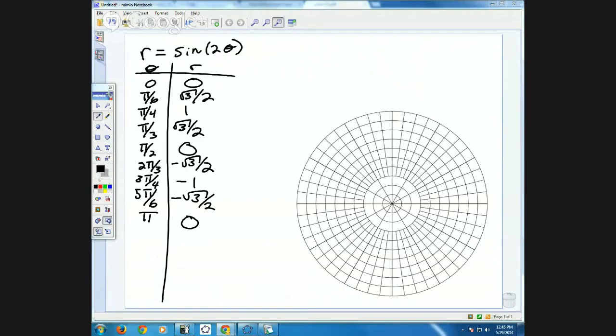Okay, so we're going to play around with r equals the sine of 2 theta, and I started collecting some polar points, and I can't figure out how my mic is.